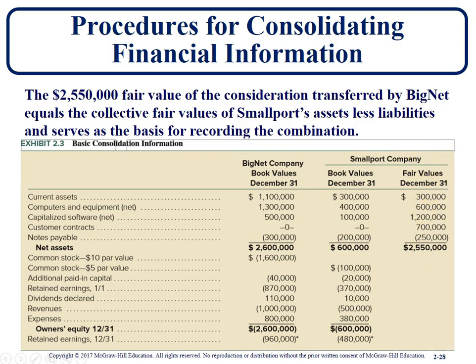Okay, so this column right here, this fair value, is what BigNet paid to buy Smallport. Those are going to be the important values, and when we're all done, that's the value we want on our books, what we paid for it. We really don't care what Smallport had it on the books. We didn't buy Smallport's books. We bought Smallport at today's prices, today's values. So that's what we're going to be using in our transactions.